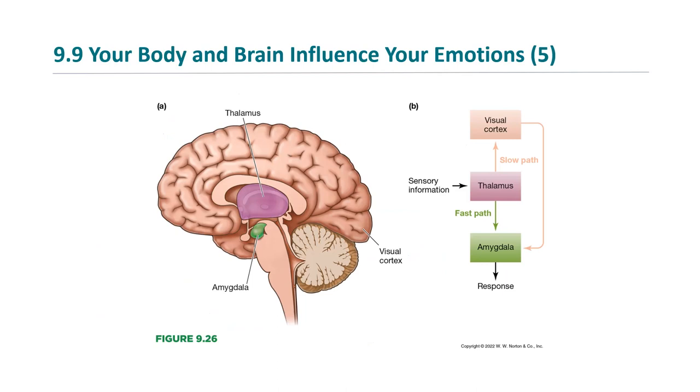Looking at the picture of the brain here, sensory information passes through the thalamus. Remember the nickname? We called it the relay station back in the second module, because all of our sense information passes through it, visual and auditory information and touch information. It all goes through the thalamus before moving on to a specific cortex. So sensory information passes through the thalamus to brain areas that process emotion, including the amygdala. And there's a fast path that sends information straight from the thalamus to the amygdala for immediate action.